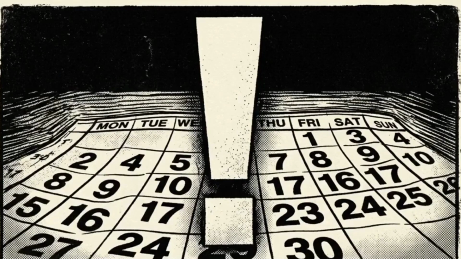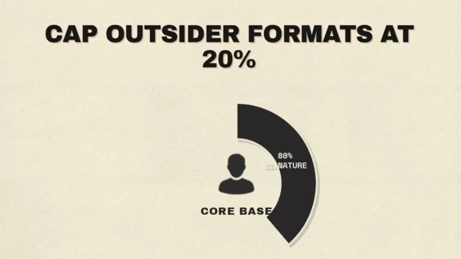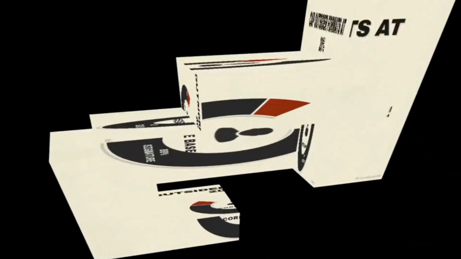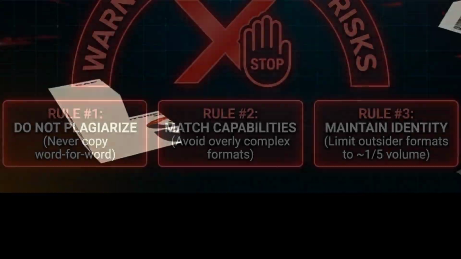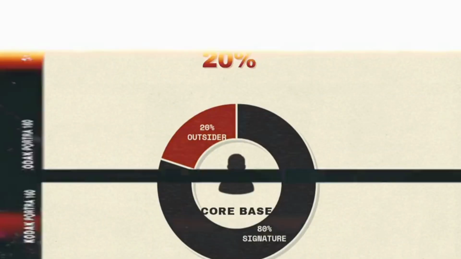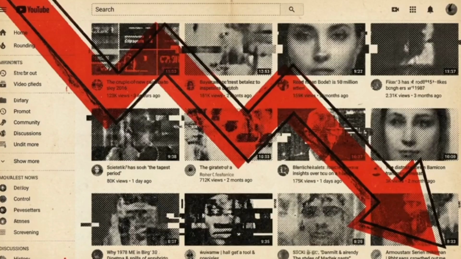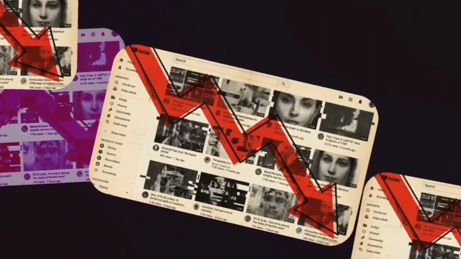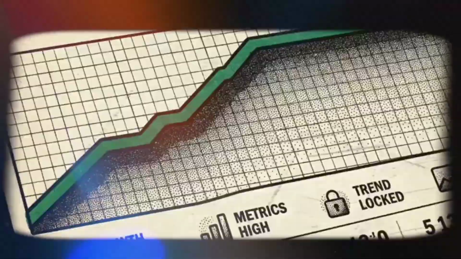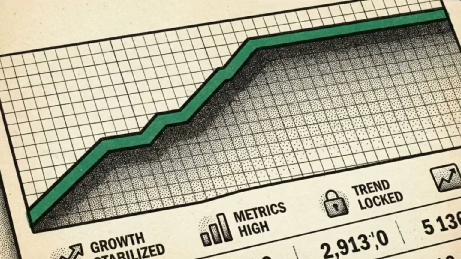Rule number 3 governs your upload volume. To consistently keep the recommendation algorithm and your core audience aligned, your signature style must remain the dominant force. Limiting these outsider formats to roughly 1/5 of your total uploads actively prevents your channel's established identity from becoming fragmented. If the algorithm cannot predict who will enjoy your next upload because your formats are too inconsistent, your reach will plummet. Maintaining that core identity is the only way to turn a growth tactic into a sustainable advantage.